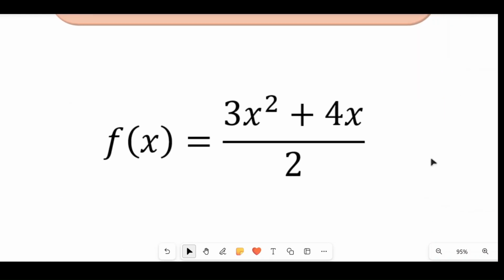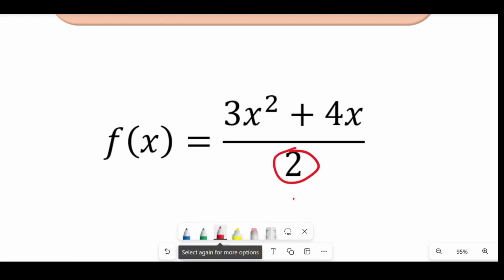Here's one. So I have a function f of x equals 3x squared plus 4x divided by 2. So that is a quotient. But it's definitely not a question where we would use the quotient rule because the denominator is not a function. The denominator is just a number. So the way that we would approach this is we would take that divide by 2 statement and we would separate the numerator into two different fractions, both of them divided by 2.